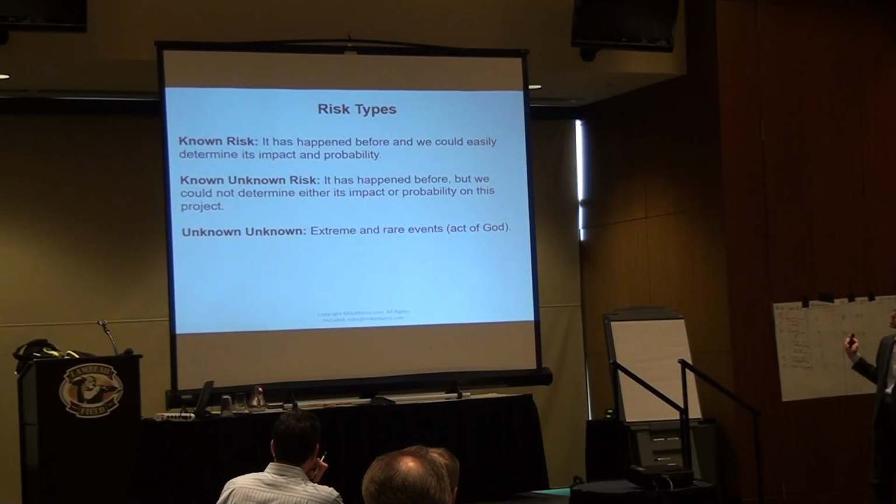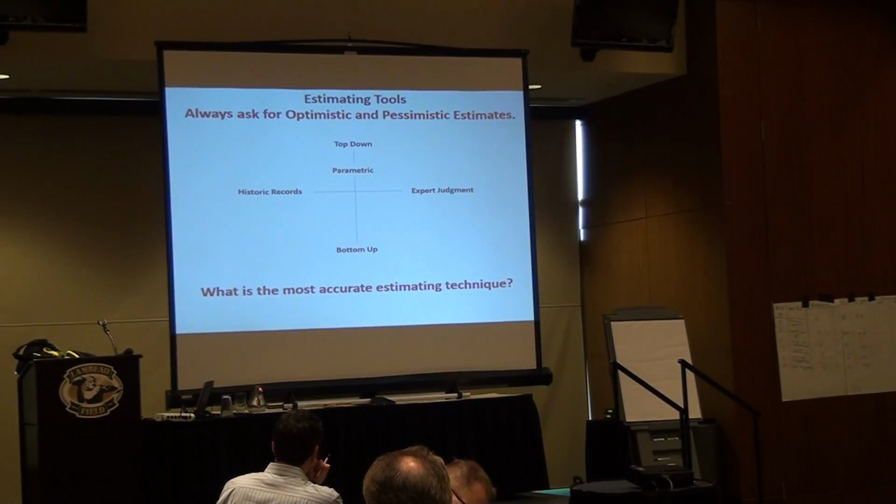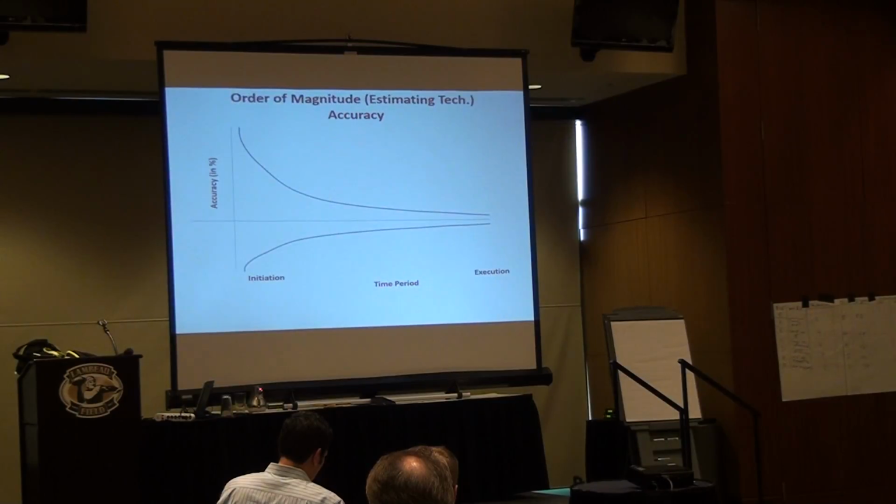Okay, risk analysis. We talked about known and unknown risks. What is the most accurate technique, accurate in terms of estimating? What is the most accurate estimating technique? Bottom up. Why? Because you use the WBS decomposition process. You decompose to the task level, and then you ask the owner of the task to estimate. Very good. We already talked about accuracy of your estimating. When you get to execution, you better be plus minus 5% accurate.